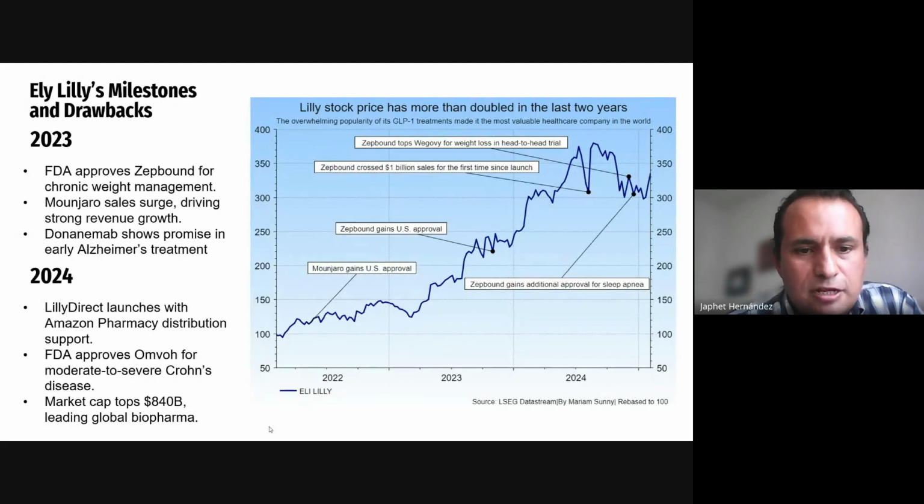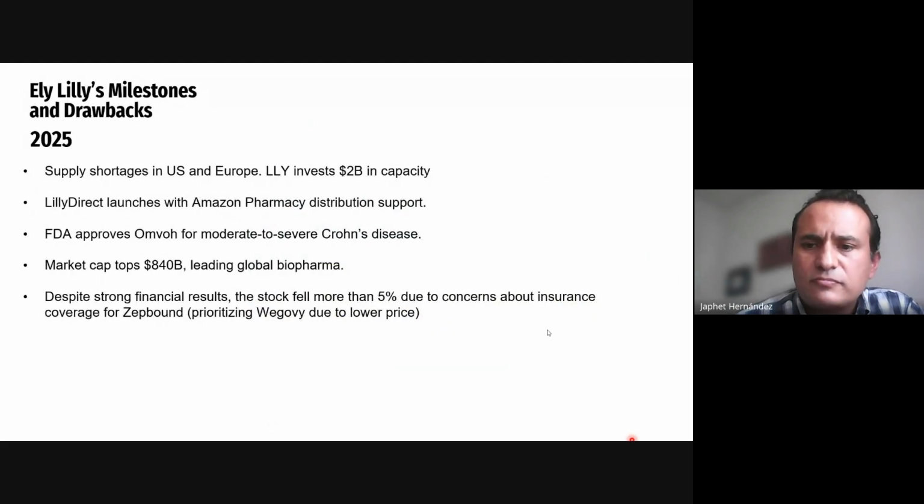However, there were some drawbacks. During 2025, there were some global pushes and challenges. Very specifically, there were some supply shortages in the US and Europe. There was high demand for outstretched production, so Eli Lilly invested 2 billion in capacity. There were also some China trials for a potential 10 billion increase in annual market. But there was some payer pushback.